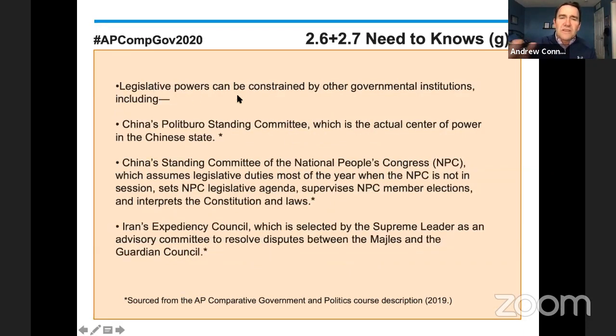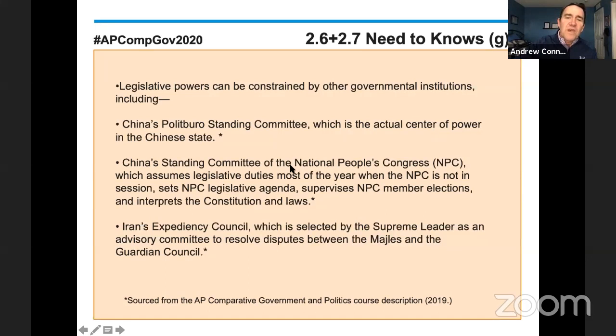Which takes us into what is the relationship between legislatures and the executives, and how would you determine if a legislature is independent? So we know that, as I was mentioning before, even though the Constitution in China indicates that the National People's Congress, this unicameral legislature, is the power center, we know the actual center of power in China is China's Politburo Standing Committee. That the key decisions of China's state, of their government, are made by the party's Politburo Standing Committee.